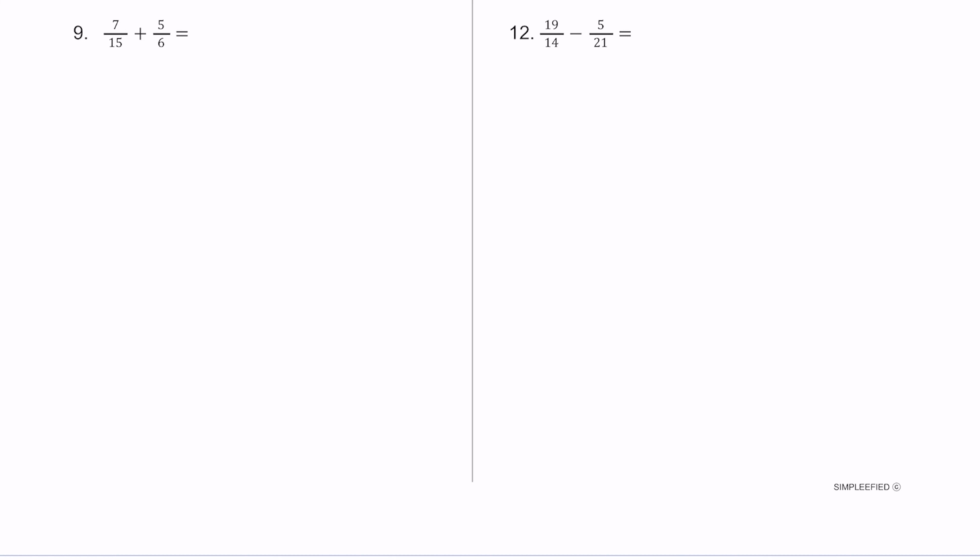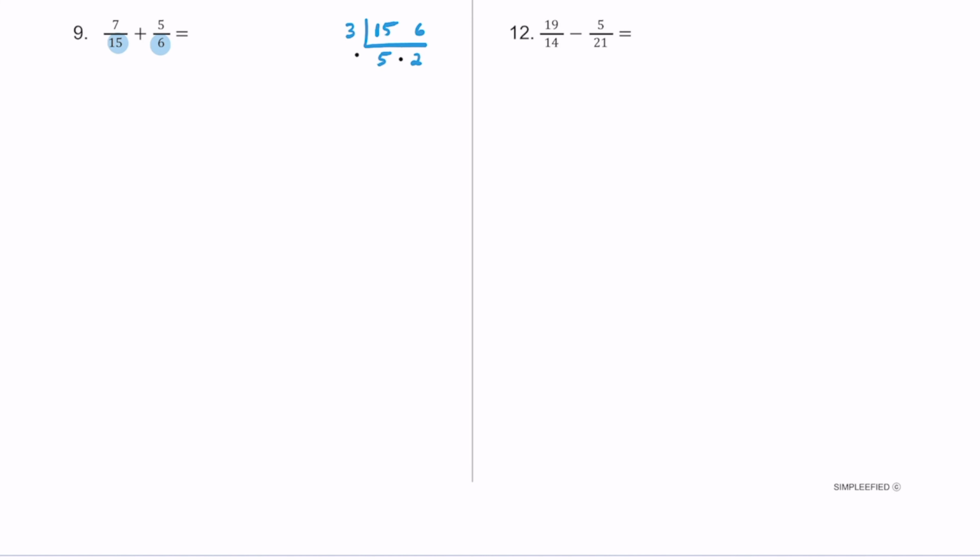For number 9, we have 7/15 plus 5/6. So let's go ahead and see. We can't add these right now because they have different denominators. So let's go ahead and take care of that. 15 and 6 looks like 3 is a common factor. 3 times 5 is 15. 3 times 2 is 6. 5 and 2 are both prime numbers, so they're relatively prime as well.